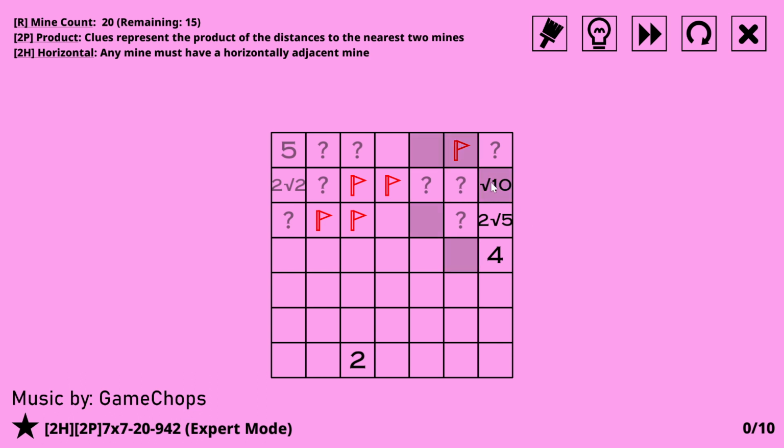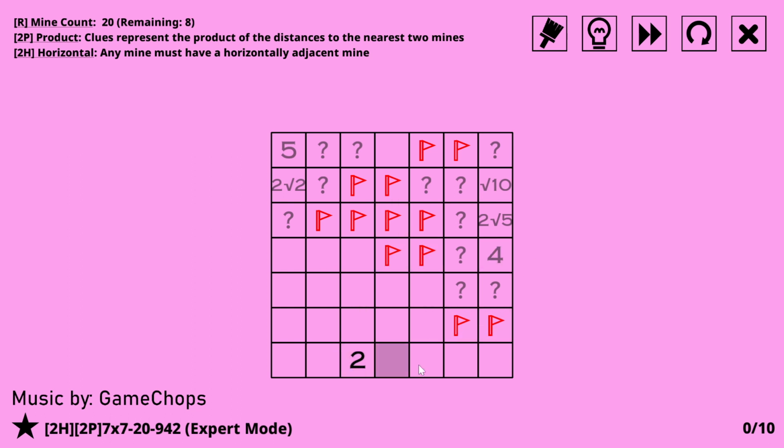Okay, I don't get how 10 works. 10 has its own preset. Okay, well, I guess this just works. I'm just randomly clicking, but it works. Okay. Here we have a mine, here we have a mine. This must have a partner, this must have a partner. We have 8 mines remaining.